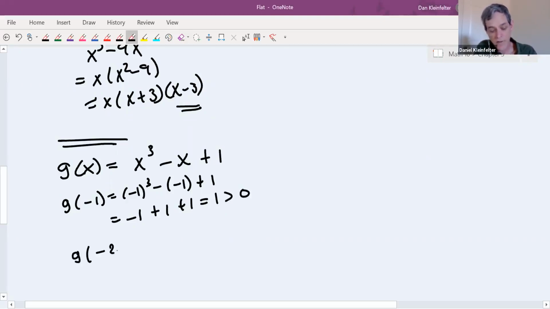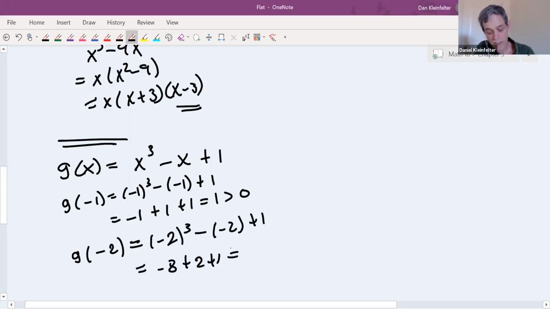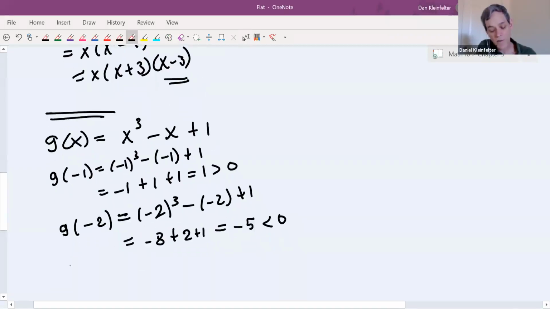g of negative 2, that will be negative 2 cubed minus negative 2 plus 1. That will be negative 8 plus 2 plus 1, which is negative 5, which is negative. So g is negative at negative 2 and positive at negative 1.